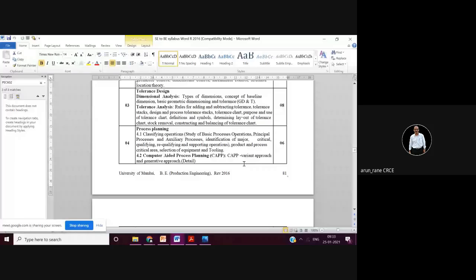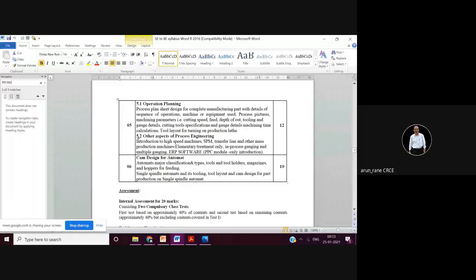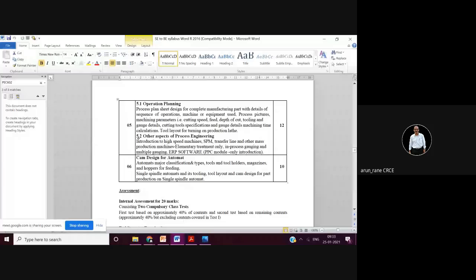Then operation planning. In operation planning, you are doing calculation for each and every operation. Even if you are doing facing, how to calculate the time required for facing, how to calculate the time required for turning. Not only facing, turning, not only lathe operations, but how to calculate the gear hobbing time, the gear shaping time, the time for milling, for drilling, and for grinding also, that is cylindrical grinding, surface grinding, centerless grinding, how to calculate the times.